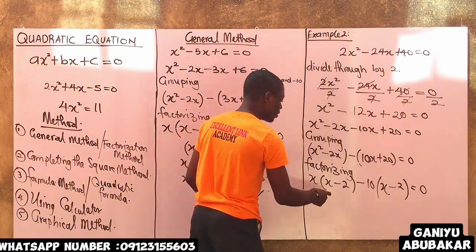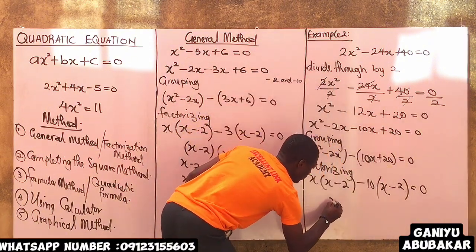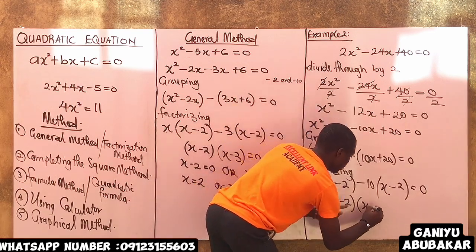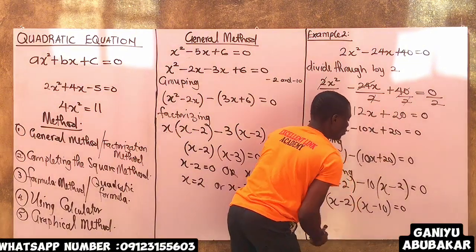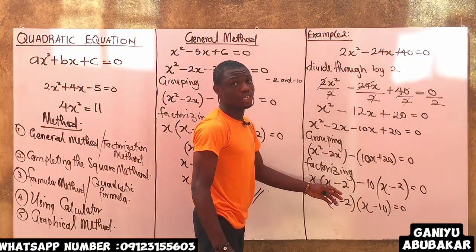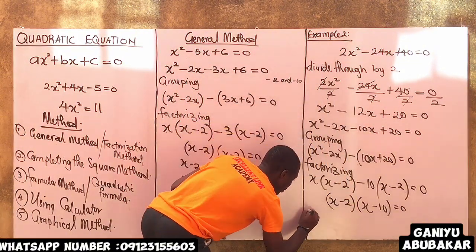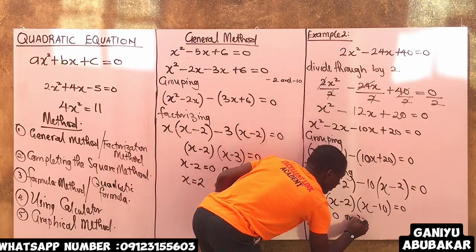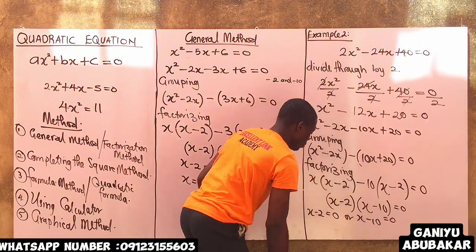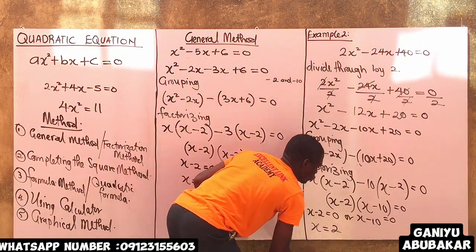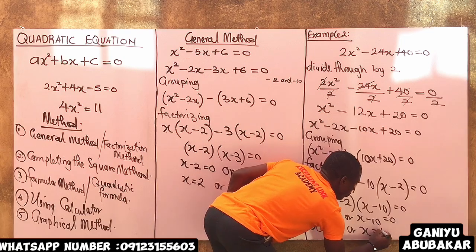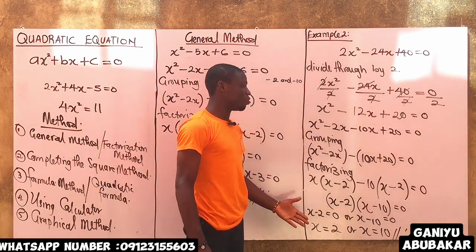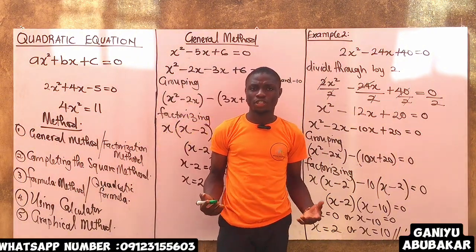So proceeding here, since they're the same, pick out one, I'll have x minus 2. Next, I'll pick out this x, then minus 10 here to be equal to 0. We said equate each of them to 0. I'll pick this first one, x minus 2, equate it to 0, or x minus 10 equated to 0. From here, x is equal to 2 or x is equal to 10. These are the answers after solving this using the factorization method.